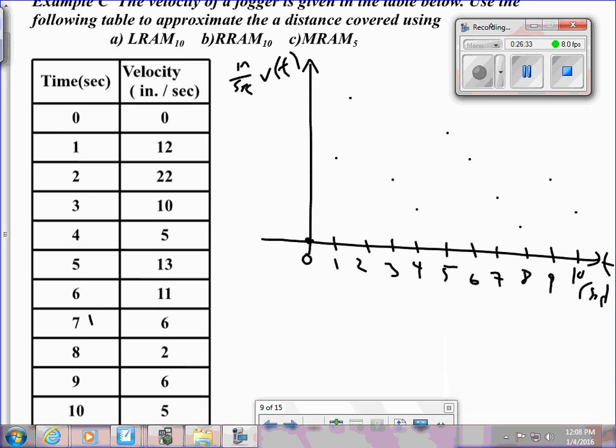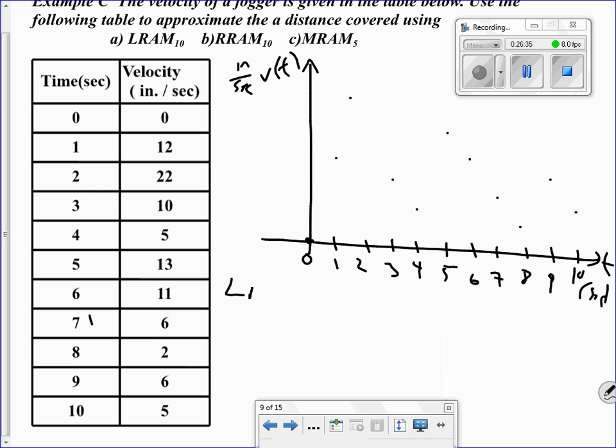Okay. All right, so we'll try the LRAM 10. All right, first of all, what is the width of each one of these rectangles? 1. Do you see that? We're very lucky. These are all evenly spaced. The difference between the times is always 1. That's going to be your width.